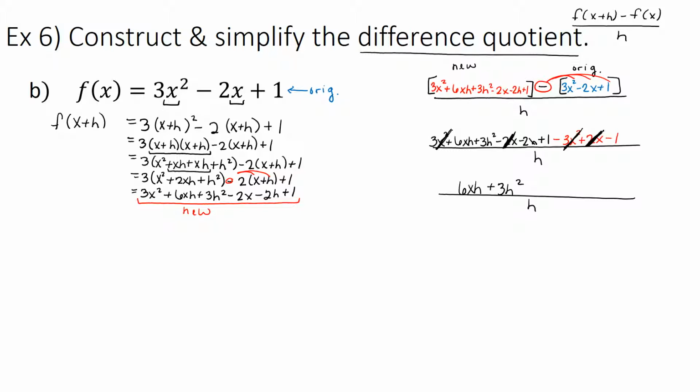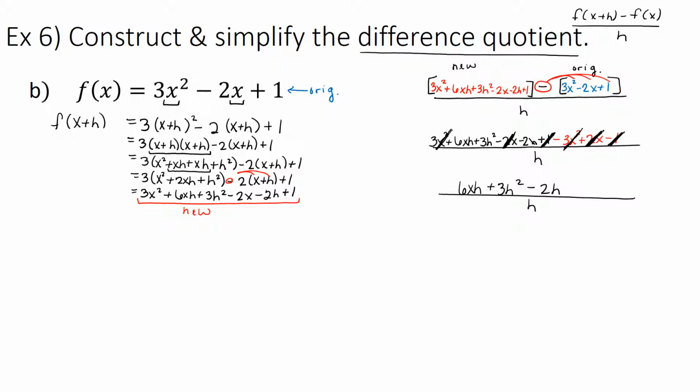Alright, next I have my negative 2h. Do I have any more just plain h terms? And it doesn't look like it, so it has to stay. And lastly, I have my constants, my plain numbers, and I have a 1 and I have a negative 1 at the end, so those cancel. They disappear. They're gone. And so this is our result: 6xh plus 3h squared minus 2h. Now the whole thing is over h.